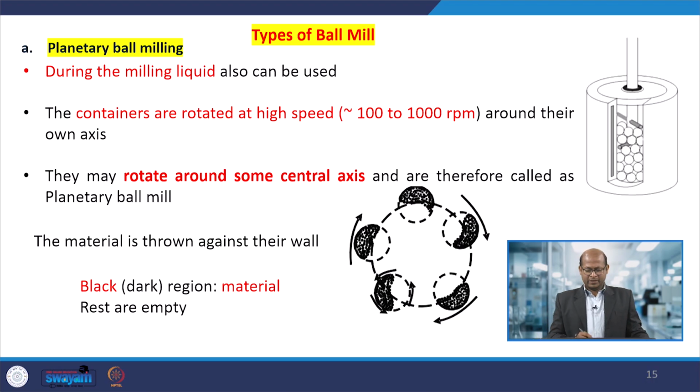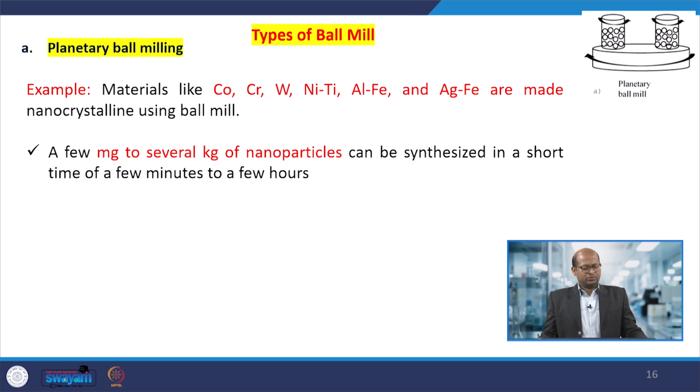Okay. So, here in the milling process, I said the black part is the materials, and the rest of this part is empty. The amount of materials, balls and vacant space is very crucial, and depending upon that, the material property will change. Now, with this planetary ball mill, for many materials and mixed metals we can do size reduction, and sometimes alloy formation, with the help of this type of ball milling process.